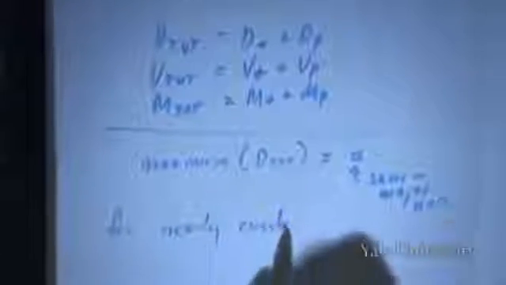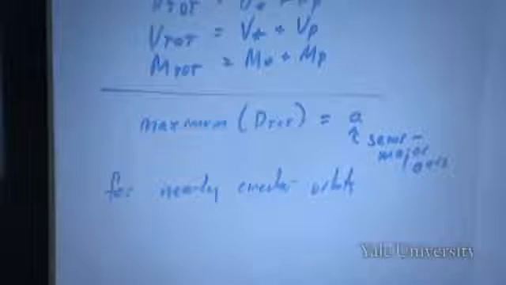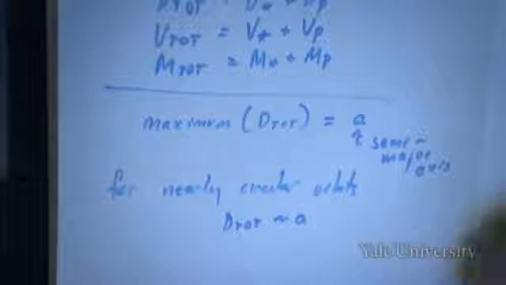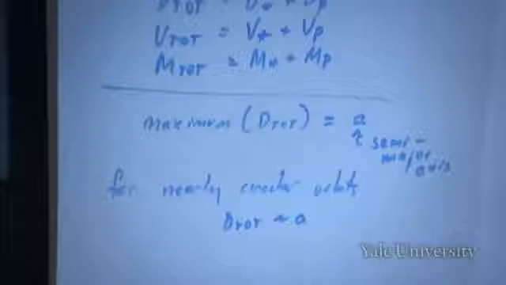Now, for nearly circular orbits, as the planets turn out to be, then d total is always the same, because if it's circular, the distance between them doesn't vary. So then d total is more or less equal to the semi-major axis because it's always the same, therefore it's always near its own maximum.